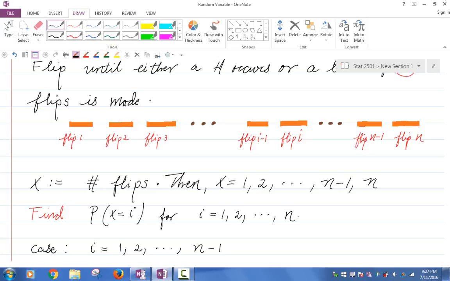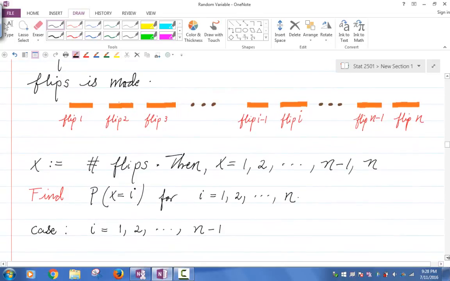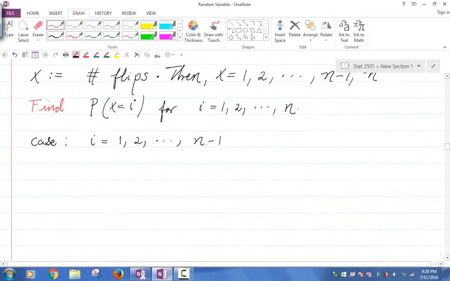Now, what we want to do is find the probability that x is equal to I, where I is one of the values 1 up to n. In order to find the probability that x is I, we need to look at two cases. The first case is when I is 1, 2, up to n-1. In this case, the probability that x is I, so I is one of the numbers between 1 and n-1.